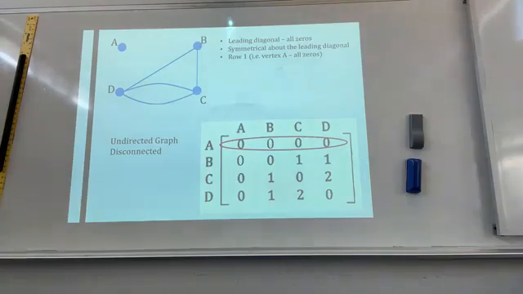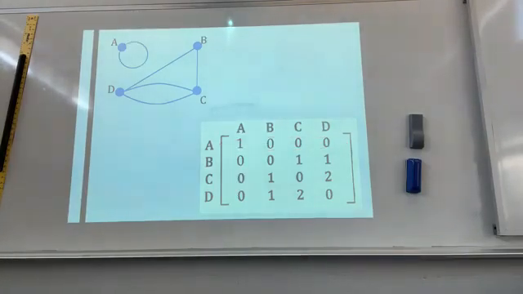All right? So this is pretty clear. A is not connected to B, A is not connected to C, A is not connected to D. A is not connected to A by itself because there's no loop. Agree? It's a not connected graph. It's a disconnected graph.